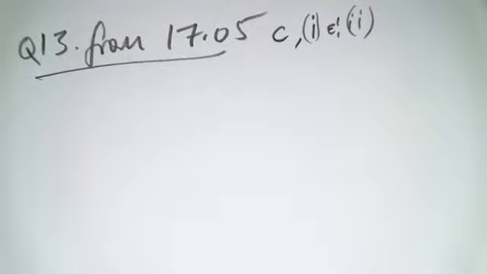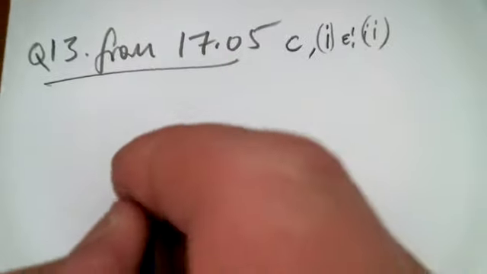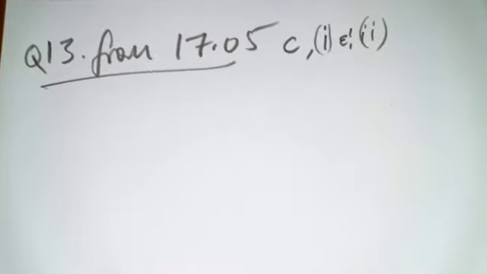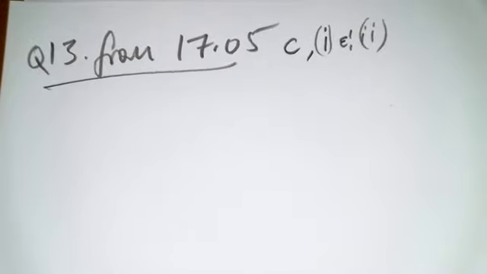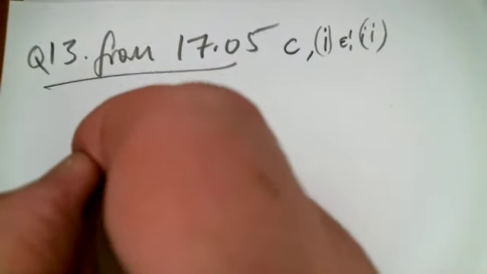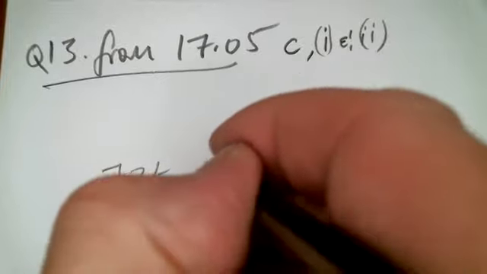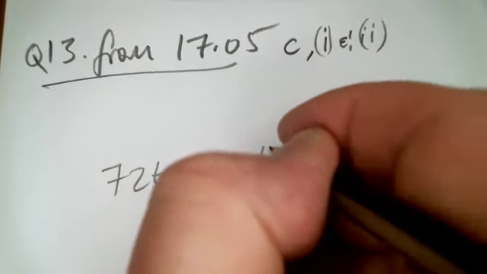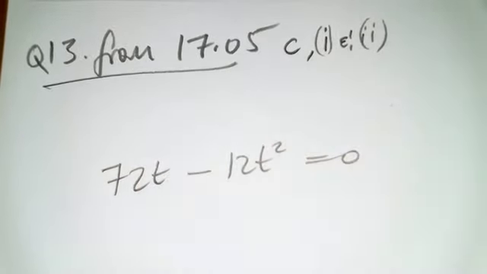So we've got, let's have a look. We've got 72. I'm going to use a small pencil there, sorry. Here we go, this is much better. All right. So we've got 72t minus 12t squared is equal to 0.